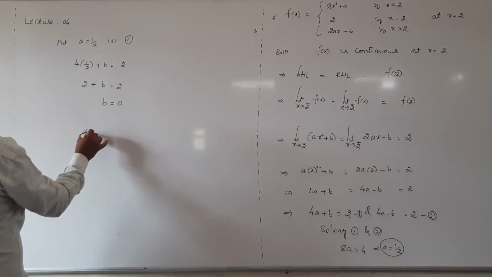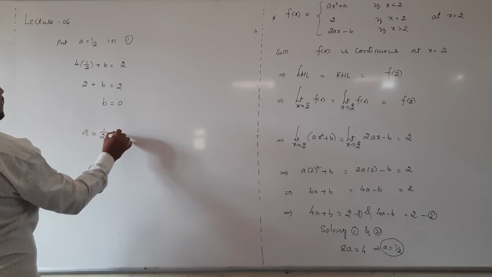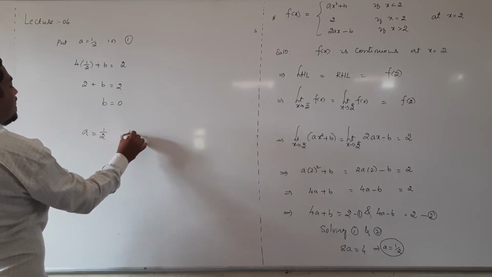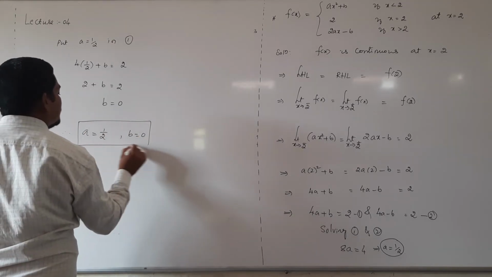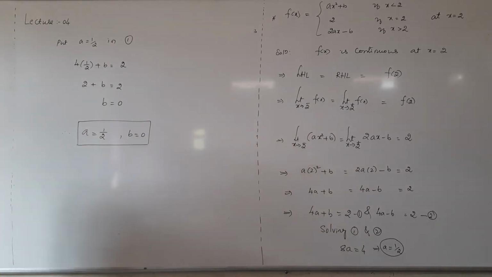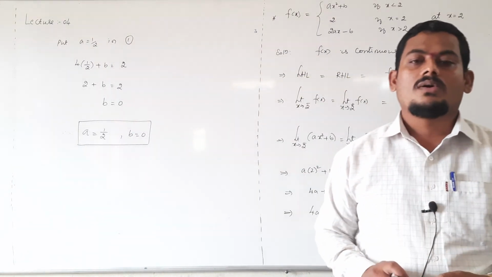Therefore, a equal to 1 by 2 and b equal to 0. Suppose the function is continuous at 2, then a value is 1 by 2 and b value is 0. Then only this function is continuous at x equal to 2.